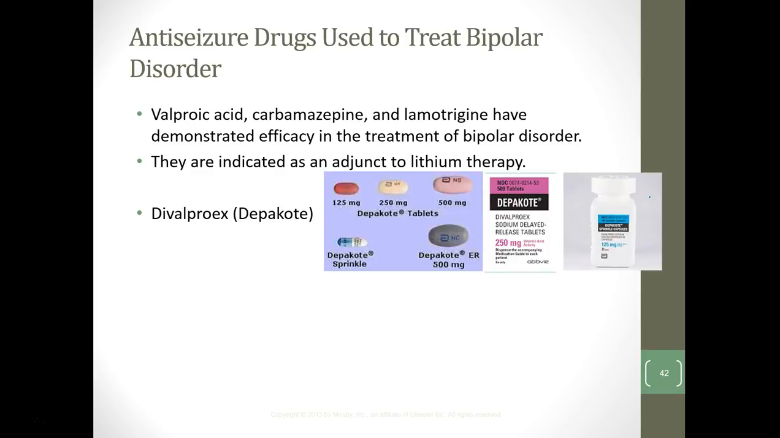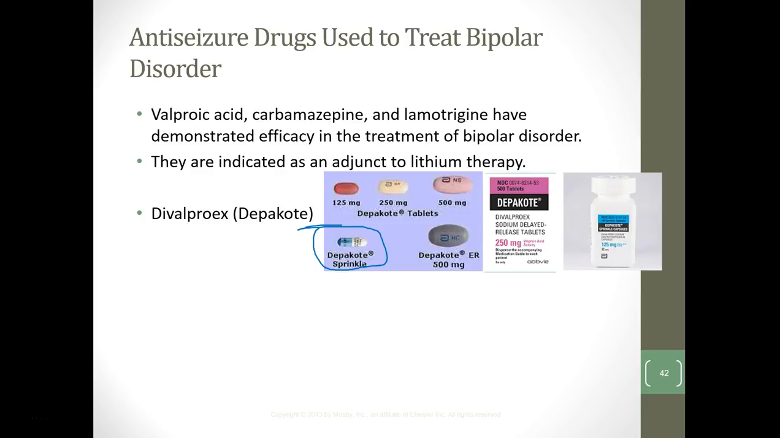Divalproex, Depakote, which is the one listed in your book. So as you see here, Depakote comes in many different formulations. We have the immediate release Depakote tablets. We have an extended release Depakote. So the delayed release. We have the sprinkles. Now, these are meant for the patient to actually open up the capsule and sprinkle the medicine on top of something like applesauce. So that capsule is meant to be opened. It's not meant to be swallowed whole. So it's a little different.